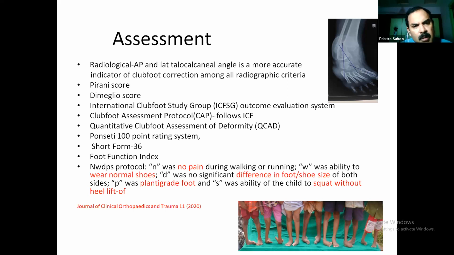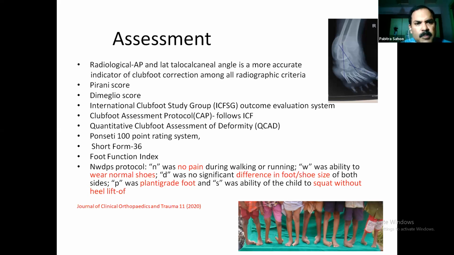Other less commonly used are the Dimeglio score, the International Clubfoot Study Group outcome evaluation system, not so commonly used, again for research purposes, and the Clubfoot Assessment Protocol. This International Clubfoot Study Group system and Clubfoot Assessment Protocol, I would like to highlight, are assessment systems that are as per the International Classification of Functioning methods of evaluation. The Pirani score and Dimeglio score are cross-sectional studies.